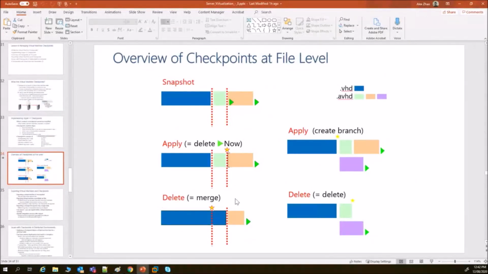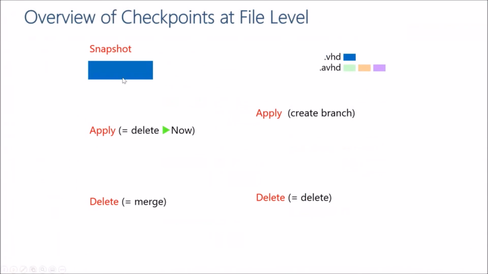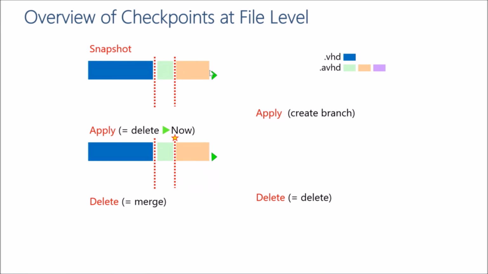So at the file level, you have the original VHD with the data. You take a snapshot, and that gets frozen, so it's not changed anymore. You spawn off another VHD file, and any changes or differences are written here. You take another snapshot, which in turn becomes frozen, and then you generate another differencing disk, a VHD, and you make alterations there.